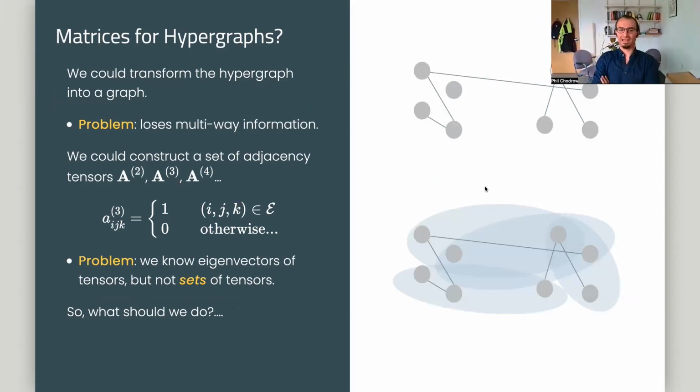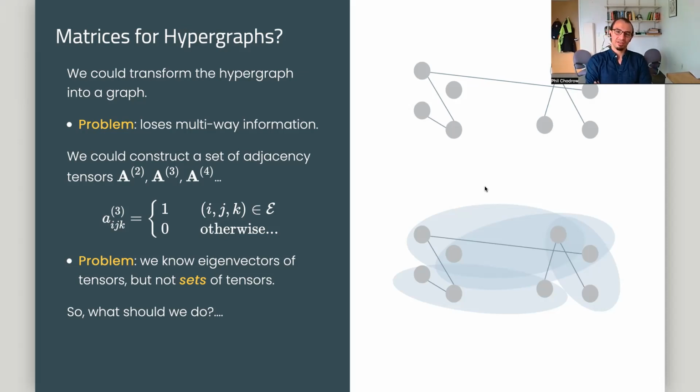So there's a few candidates. We can transform the hypergraph into a graph. There's lots of ways to do that. We can do clique projections, we can do star expansions, we can do bipartite representations. For all of these except bipartite representations, you usually lose multi-way information, and so we can expect that anything that loses information is probably not going to be optimal.